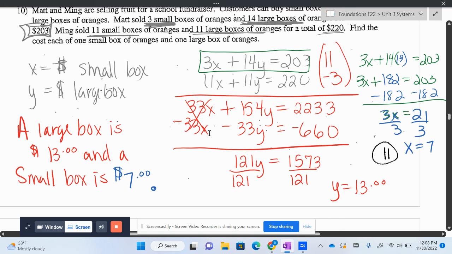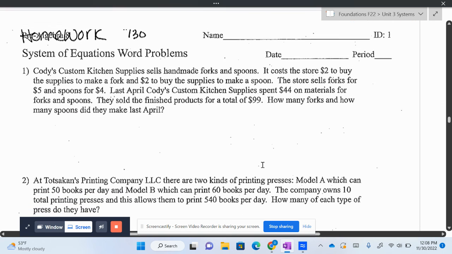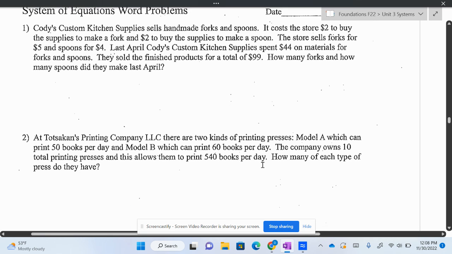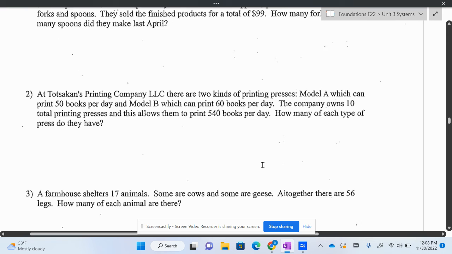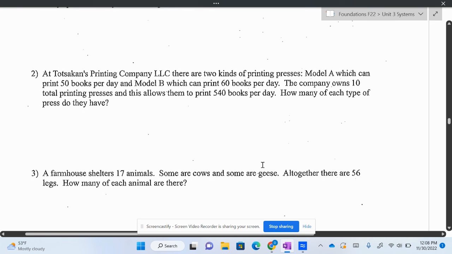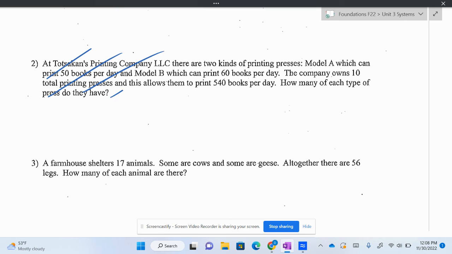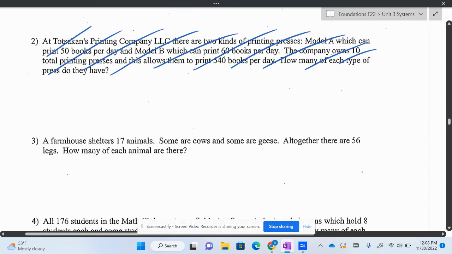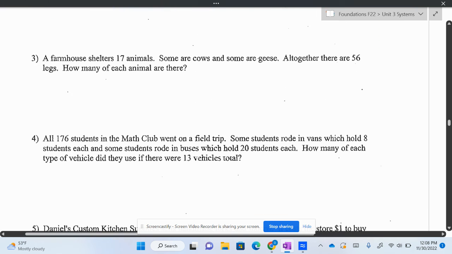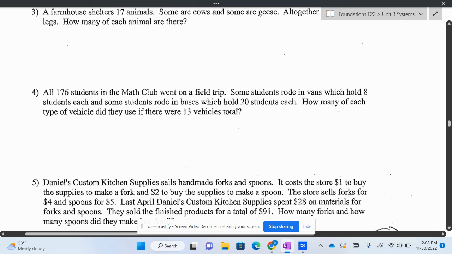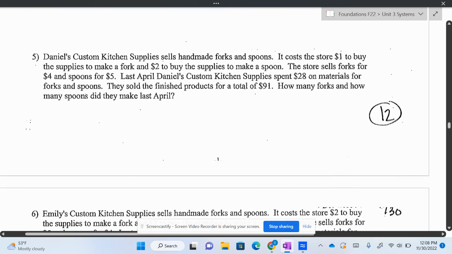All right. So let's look at your homework really fast. So forks and spoons, very good. 50 books, 60 books. Okay, cross off number 2. I'll set up some of them, but not all of them. So number 4 is vans and buses. You guys should be fine with that.